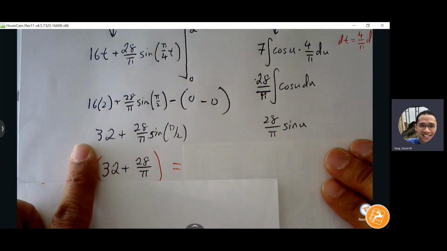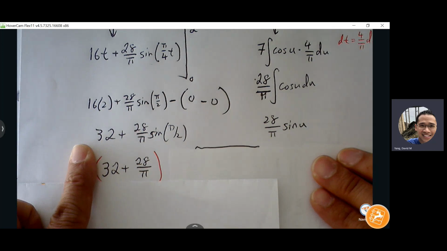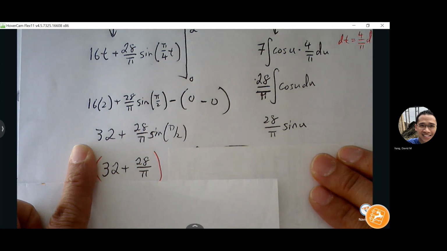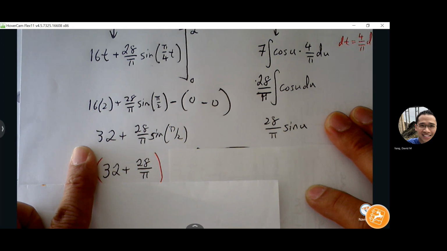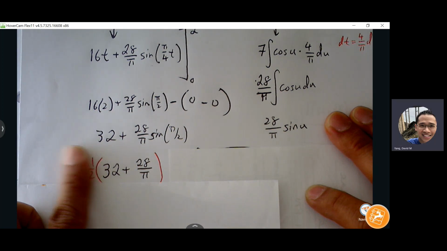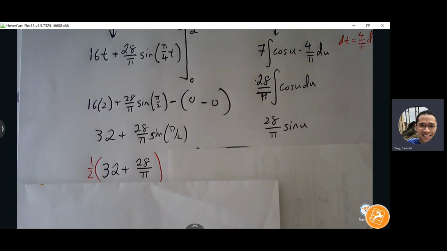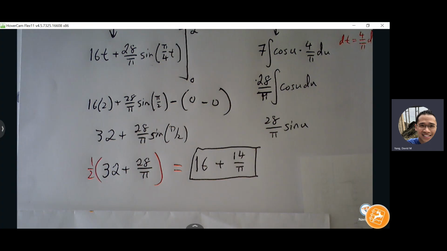Now, is this the final answer here? We still have to make sure we keep track of the what? What do we have at the very beginning of the problem? Yep, that 1 over b minus a. So don't forget about that. That is still part of your average value theorem. So if I multiply that 1/2 through, 1/2 times 32 is 16, half of 28 is 14, so 16 plus 14 over pi, that's the average value.